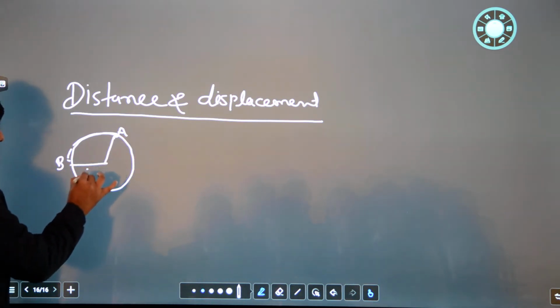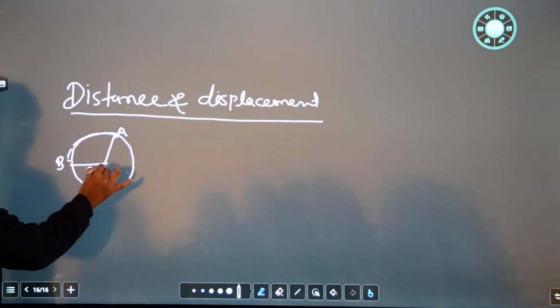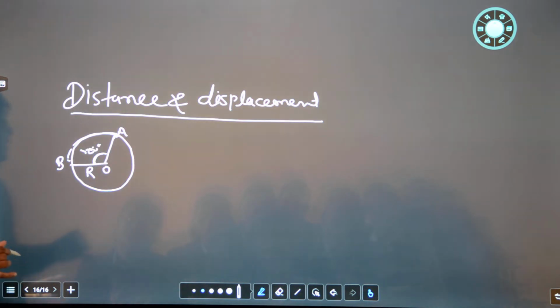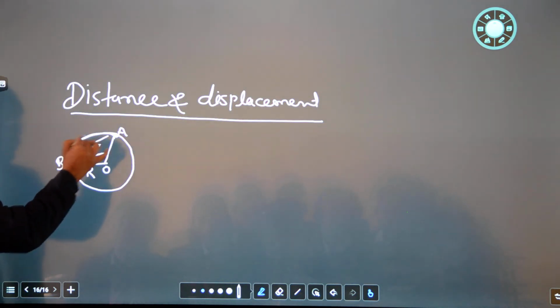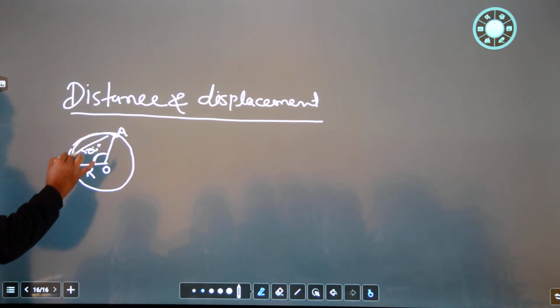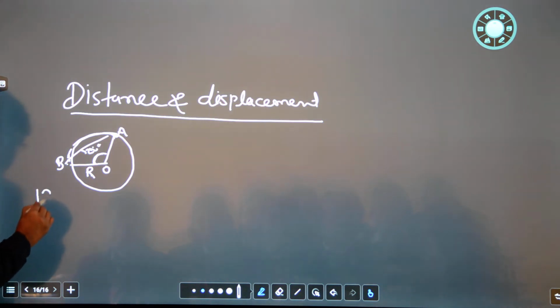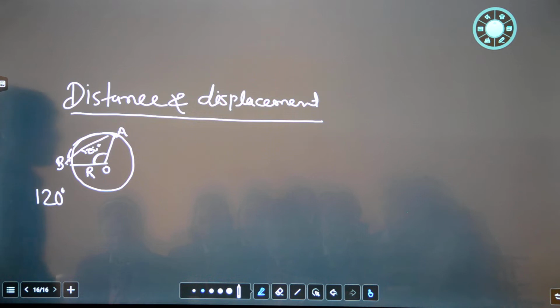When one body moves from a start point A to B, the radius of this circle is R and the center is O. The angle formed is 120 degrees. Then what is the displacement between them? First learn the question: an object moves on a circular path from A to B, as given in the figure, the radius of the circular path is R and the angle formed is 120 degrees. Then what is the displacement between A and B?